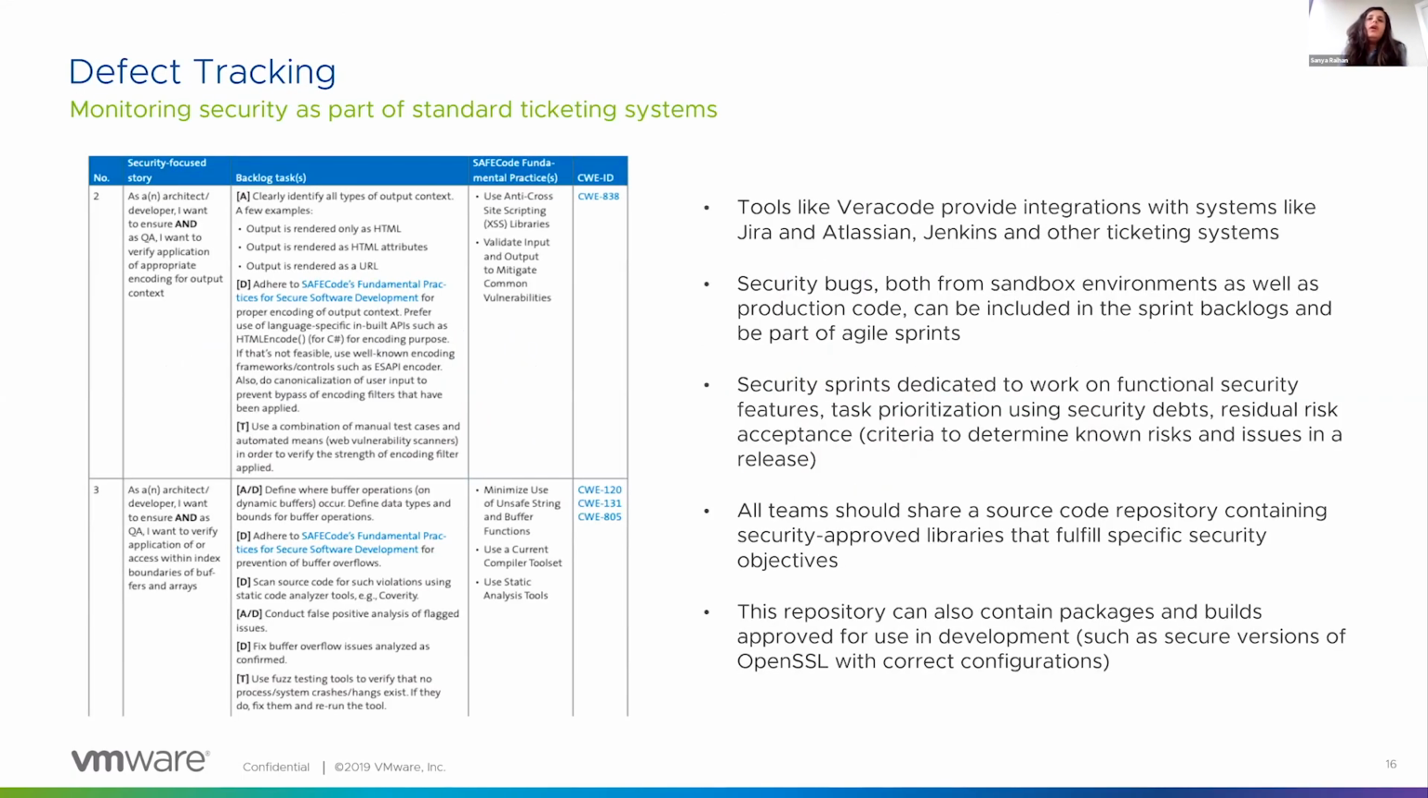The idea of logging security as a part of your day-to-day ticketing is also to integrate it seamlessly with other product requirements and bugs. So there are tools like Veracode which provide such integrations. This way, both product bugs as well as security issues can be made part of the agile sprints easily. On top of that, there should also be a security sprint just to work on security features, debt, and residual risk acceptance.